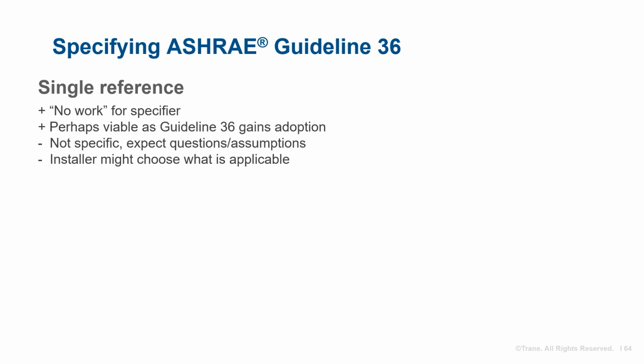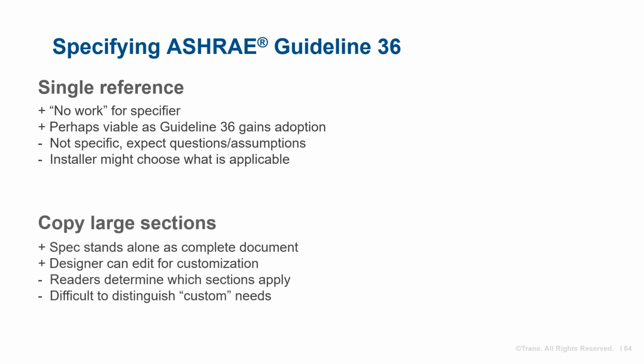This method requires the least amount of work for the designer, but when specified in this manner, we can expect a number of requests for information, RFIs. In some cases, we might also have poor assumptions made by the installer, leading to an installed control system that does not meet the designer's intent. Another method is to include the entirety of Guideline 36 embedded in the specification book. This approach also leaves the door open for significant interpretation and confusion, much like the single reference.